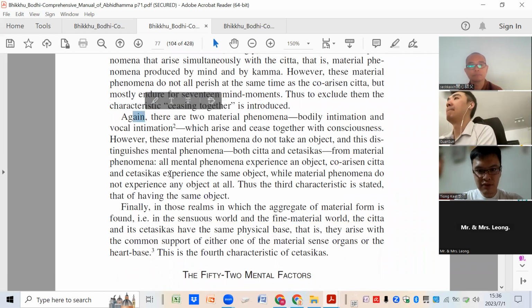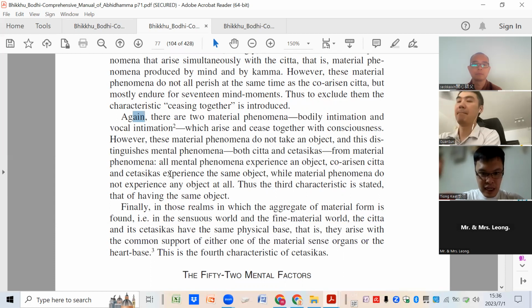Again, there are two material phenomena, bodily intimations and vocal intimations, which arise and cease together with consciousness. However, these material phenomena do not take an object, and this distinguishes mental phenomena, both citta and cetasika, from material phenomena. All mental phenomena experience an object; co-arisen citta and cetasikas experience the same object, while material phenomena do not experience any object at all.